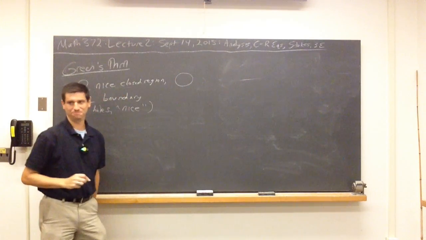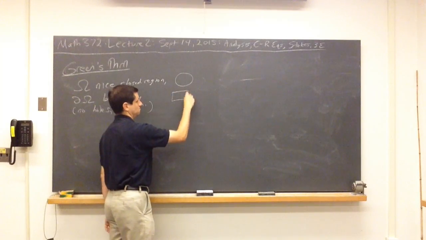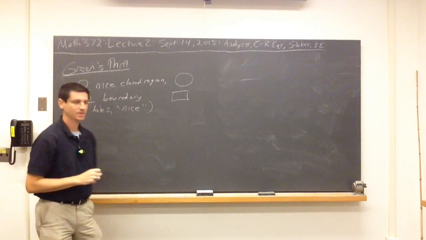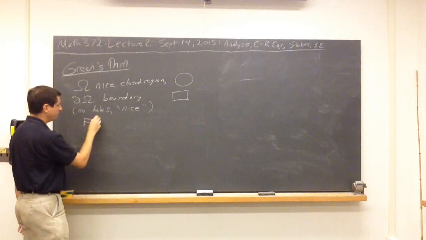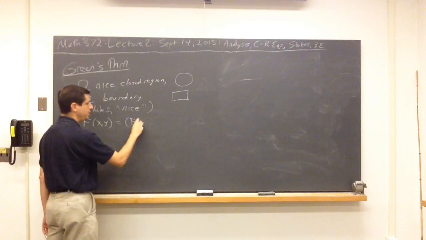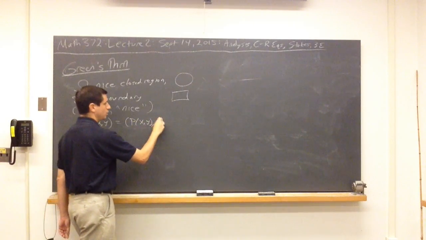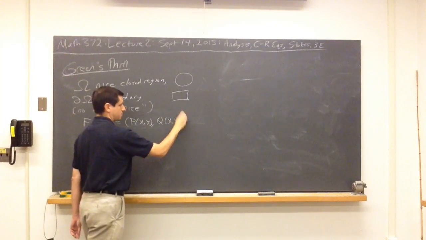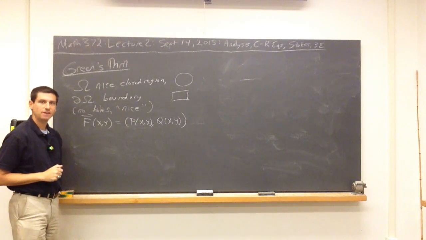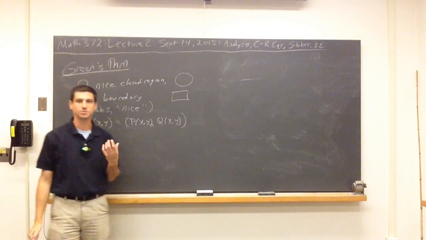Think circle, rectangle, stuff like that. Okay? If I give you a function, a vector-valued function, I'll write this as p of xy, comma, q of xy. I'll sometimes put an arrow over things just to remind you it's vector valued.